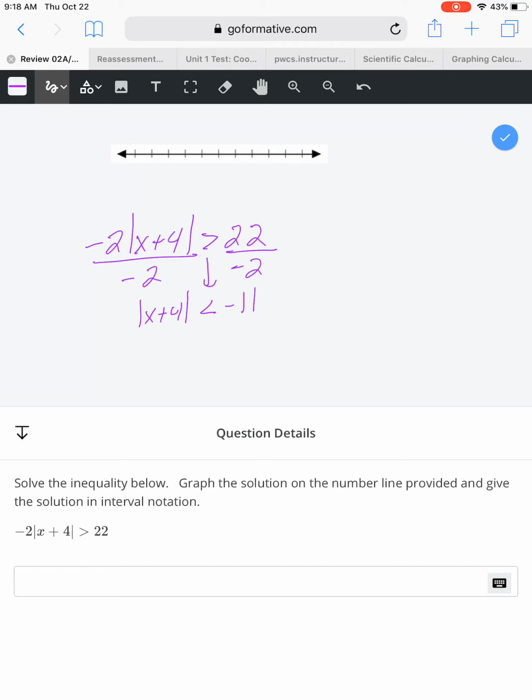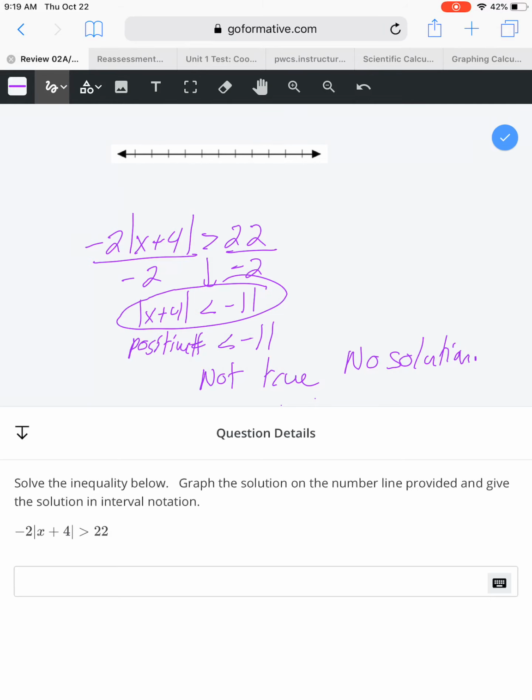Okay? This is already an issue. As soon as I hit this right here, I look at it, because it's that same thing. When I have an absolute value on one side and a negative number on the other side, there is a problem here. So I look at the absolute value of x plus 4, and I'm like, well, absolute values are always positive. So whatever I put in for x, this is going to be a positive number. Can a positive number be less than -11? No, this is not true. So this is no solutions.